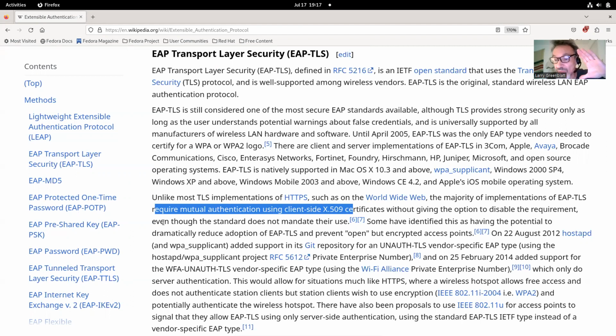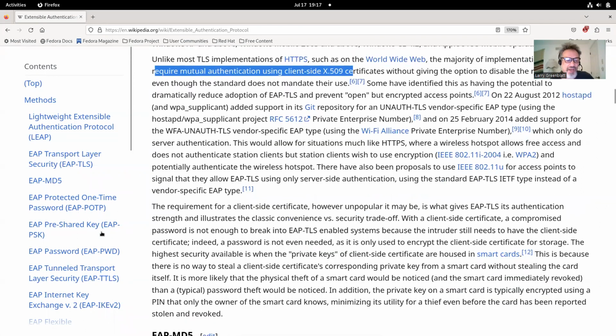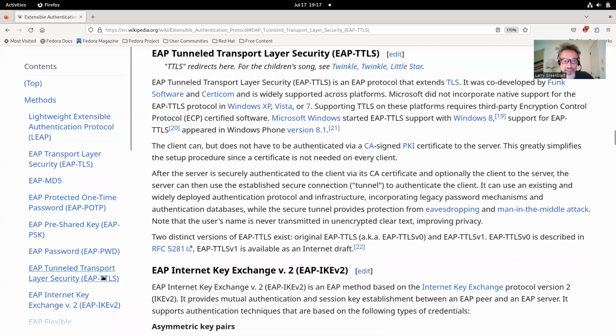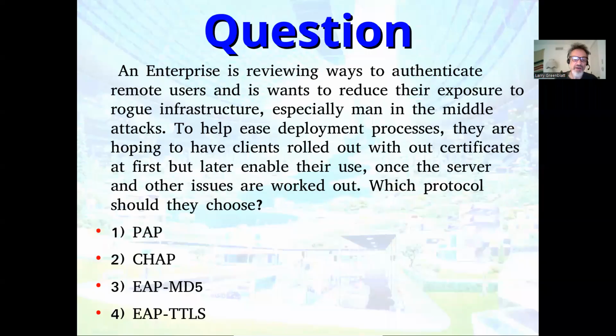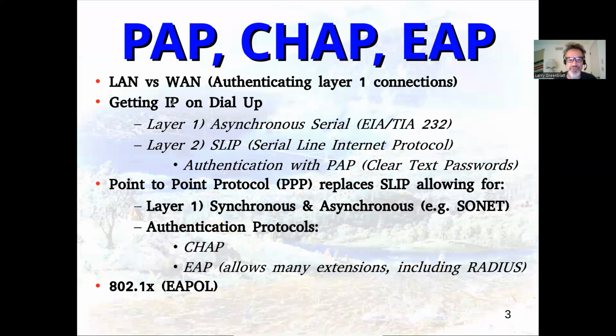Ask the people who make 5G. It was supposed to support it. 5G phones were supposed to get away from EAP-AKA, and that's for another talk, but they support it, and I don't know anybody who actually made that work. So I would have thought it would have been better if they did TTLS. With TTLS, the client can, but does not have to, have a certificate. So that answers our question here. So obviously the answer is 4, but let's make sure we understand.